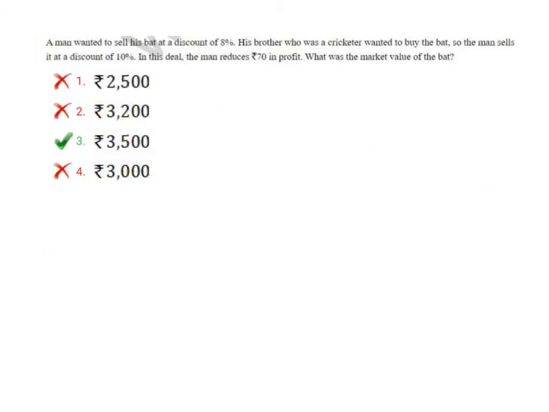A man wanted to sell his bat at a discount of 8%. His brother, who was a cricketer, wanted to buy the bat. So, the man sells it at a discount of 10%. So, in this deal, the man reduces 70 in profit, 10% to 8%. 8% to 10% discount means 2% loss. So, 2% is 70. Therefore, 1% is 35. 100% is 3500.